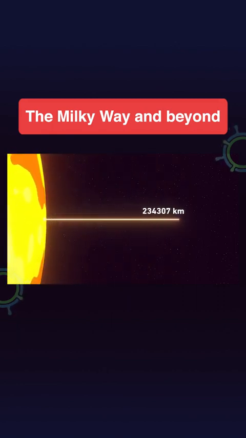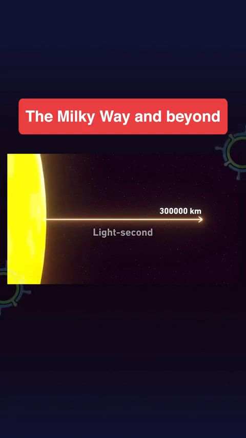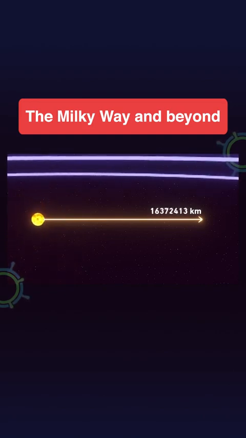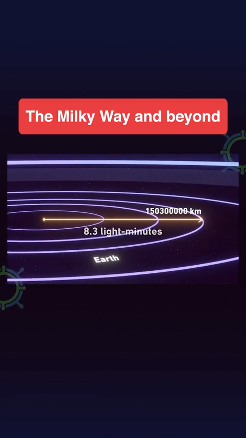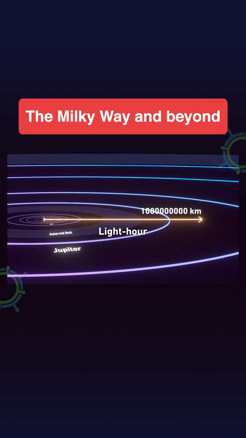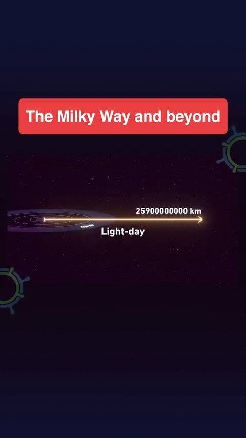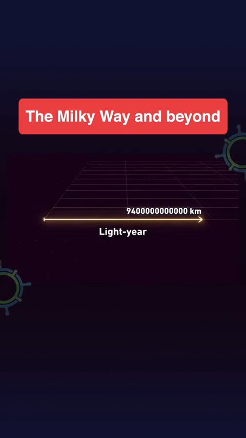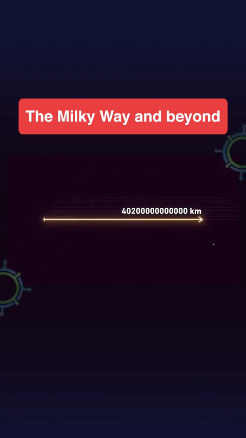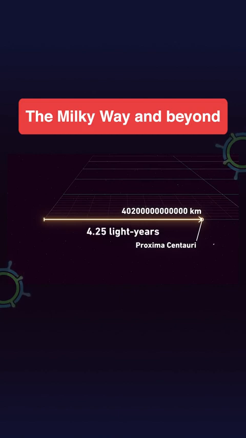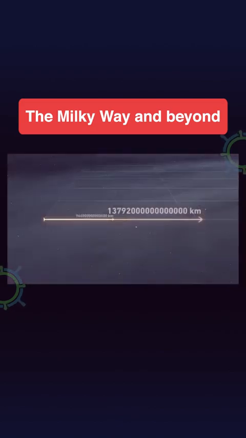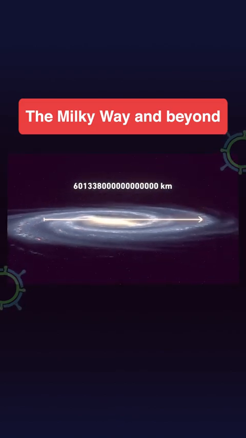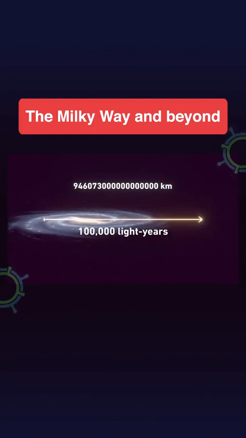The light travels at a speed of approximately 300,000 kilometers per second, which is known as a light second. A light minute is the distance that light travels in 1 minute. The distance between the Sun and Earth is approximately 8 light minutes. A light hour equals this distance. A light day equals this distance. A light year is this distance. The nearest solar system to our solar system, Proxima Centauri, is approximately 4 light-years away. This is the distance that light travels in 100 years. The diameter of our galaxy is 100,000 light-years.